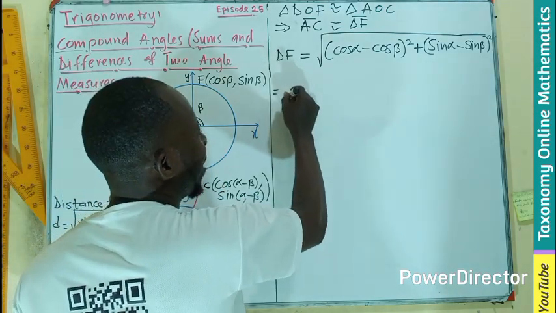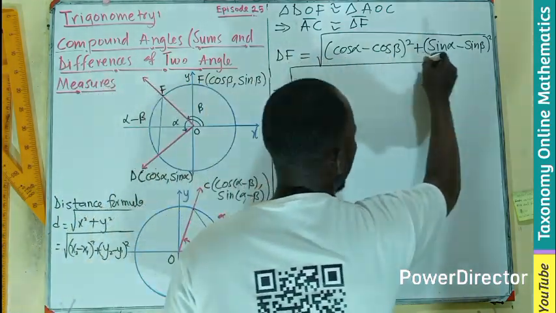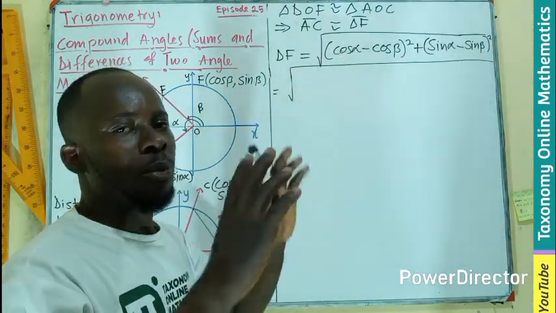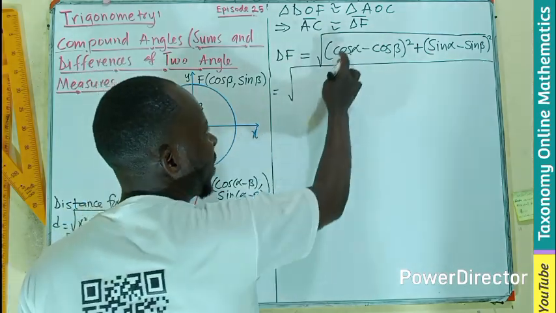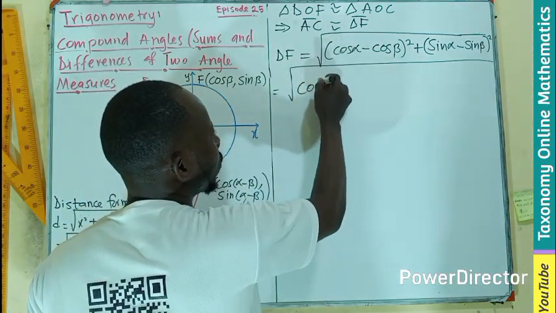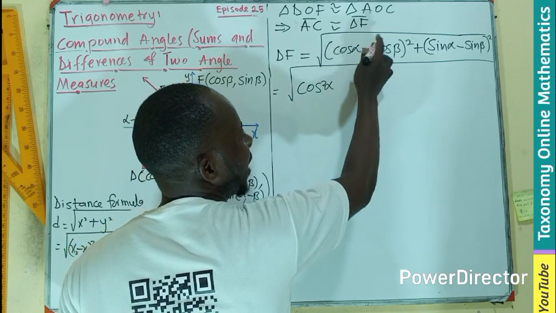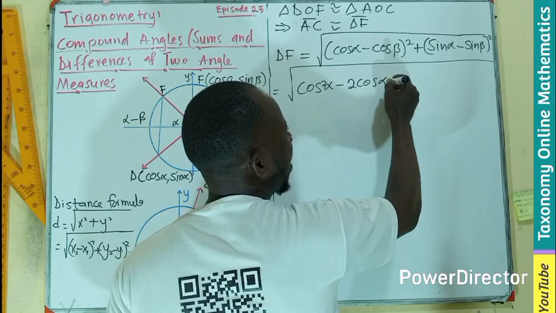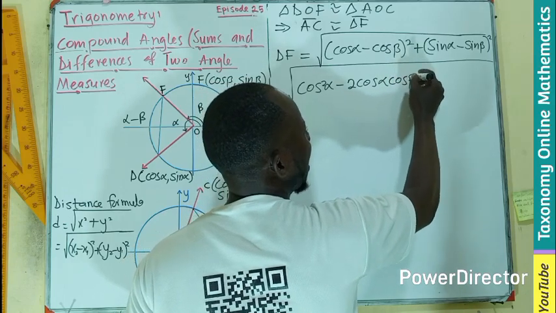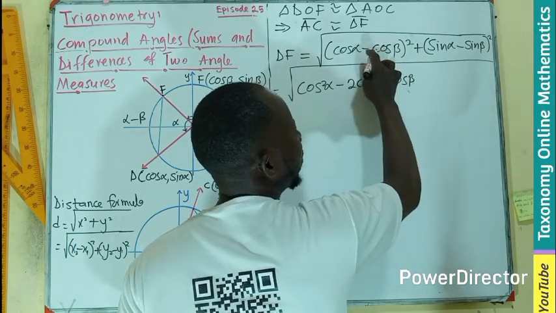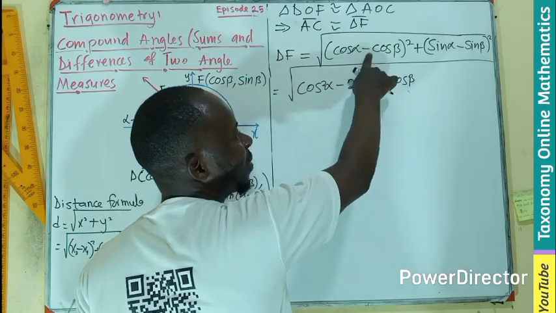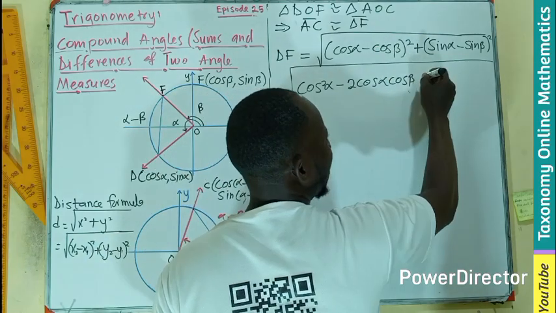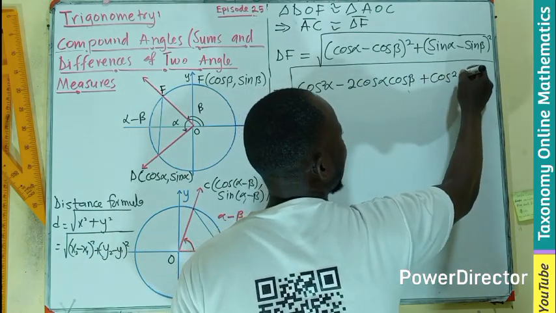Because of the space I'm having here, I might be swallowing some of the method. So here, we square the first, twice their product, square the last. So if you square the first term, that will give you cos square alpha, twice their product, meaning minus 2 cos alpha cos beta, then square the last. Remember, the negative square will be positive. So I'll be having plus cos square beta.